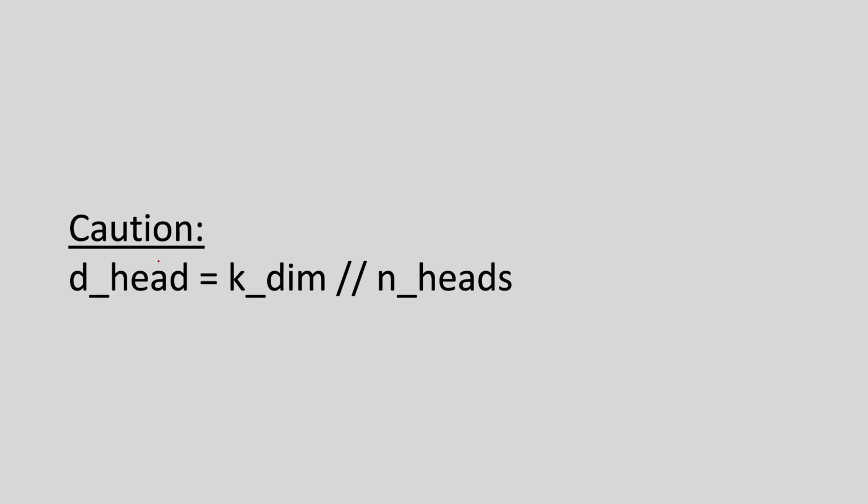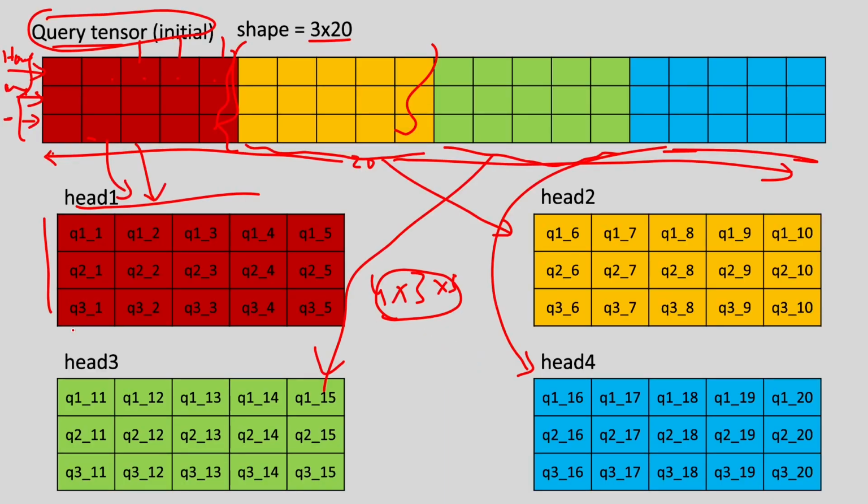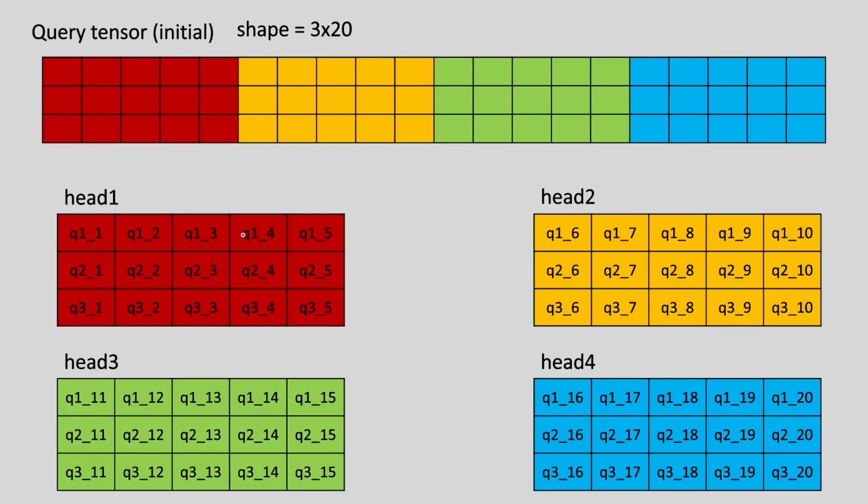Now one caution that you need to remember: what is the number of heads? We just took it as 4, right? But how do we make sure it is correct? Whatever the k dimension was, initially if you remember it was 20, this should be divided by the number of heads. d of head is the dimension of head. The number of heads is 4, so 20 divided by 4 will come to 5. So this is how we know this is going to be of 5 dimension over here. Intuitively you could have understood, but I just explained it here. So the caution is important.